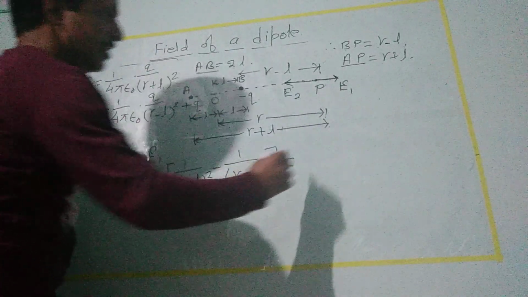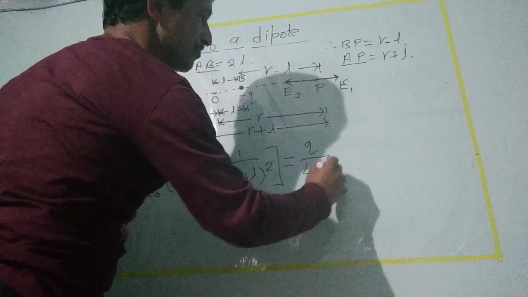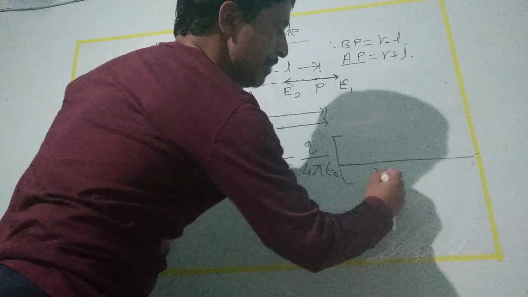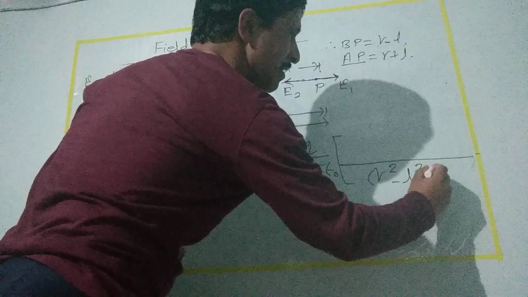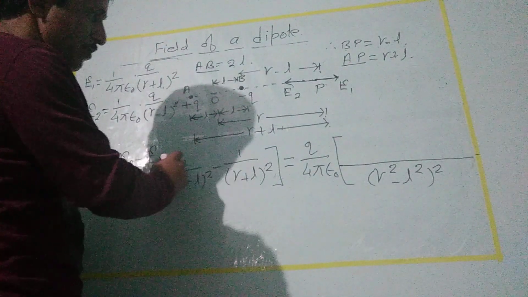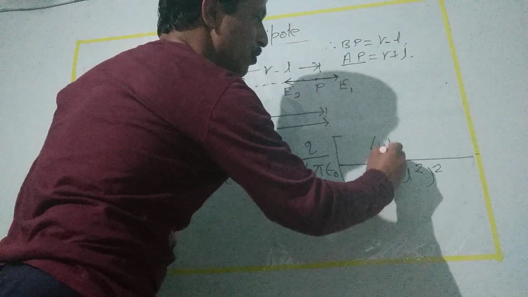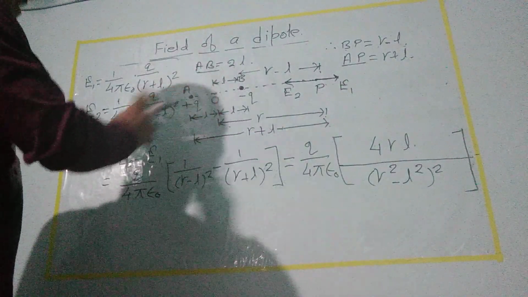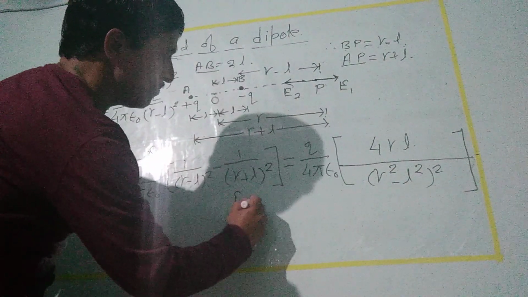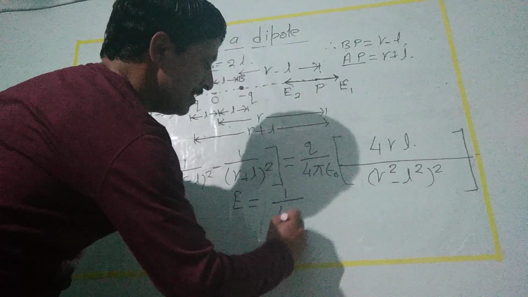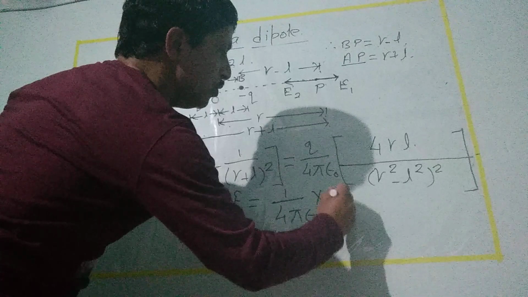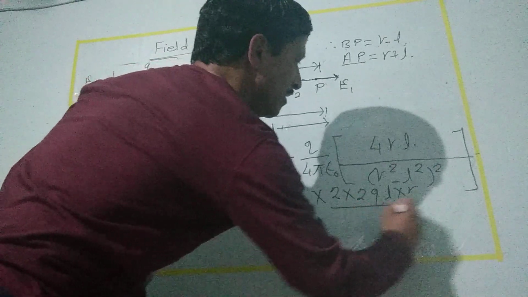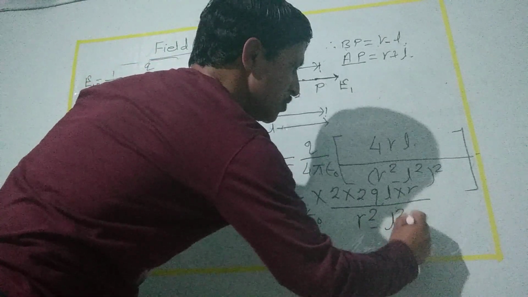This is equal to Q upon 4 pi epsilon 0 multiplied by, in the denominator we will have (r square minus L square) whole square as the LCM, and when we simplify the numerator we will get the term 4 into r into L here, which can be further written as E equal to 1 upon 4 pi epsilon 0 into 2QL into r upon (r square minus L square) whole square.